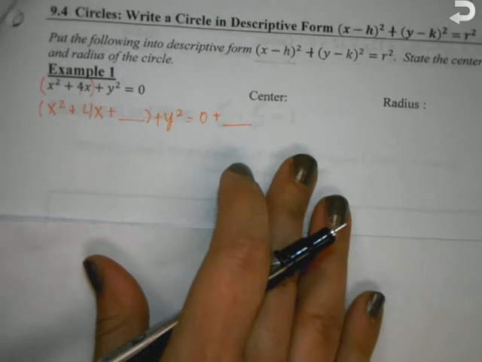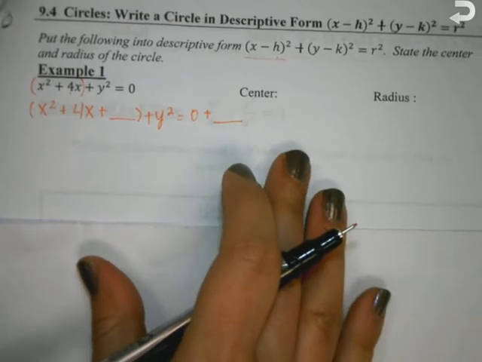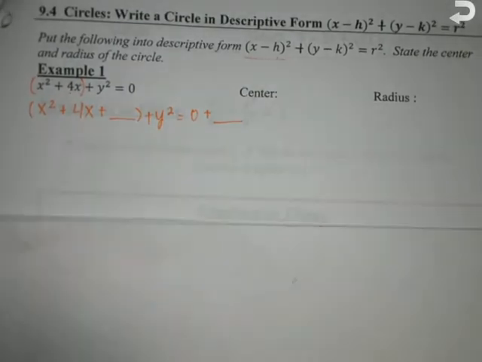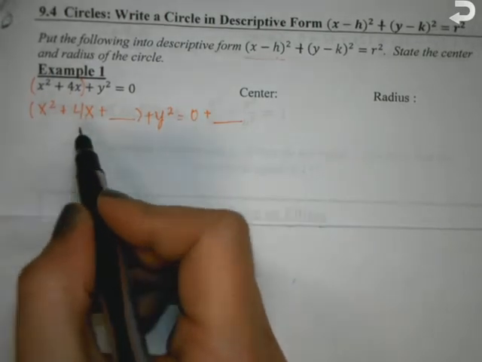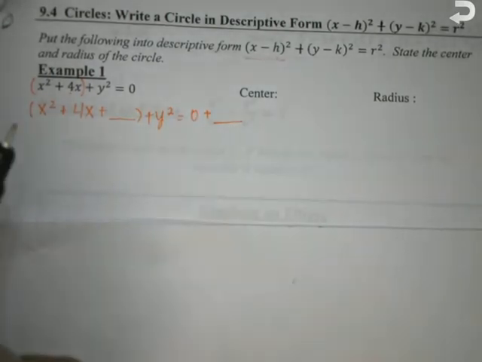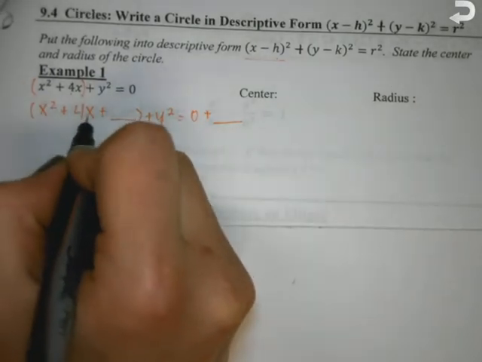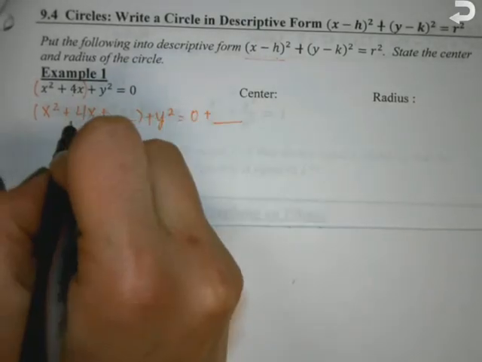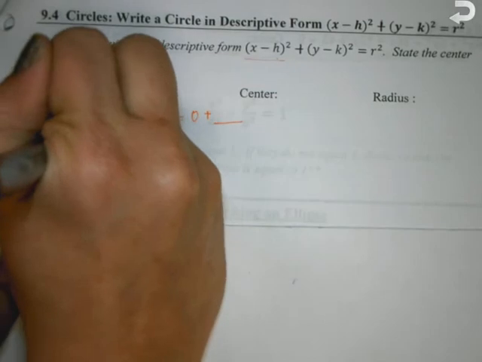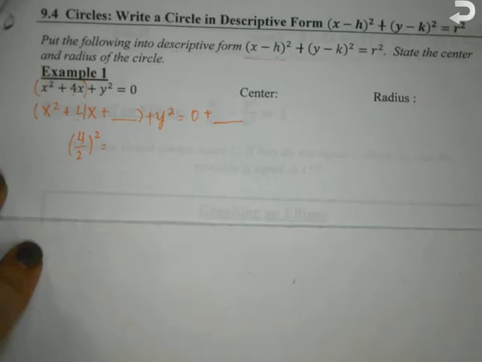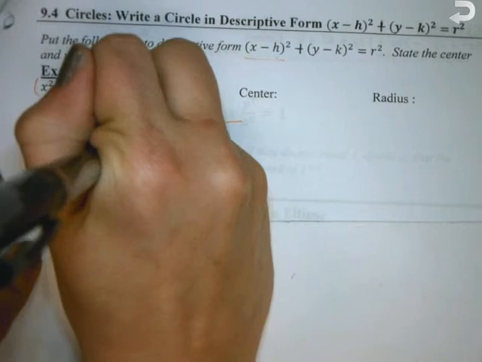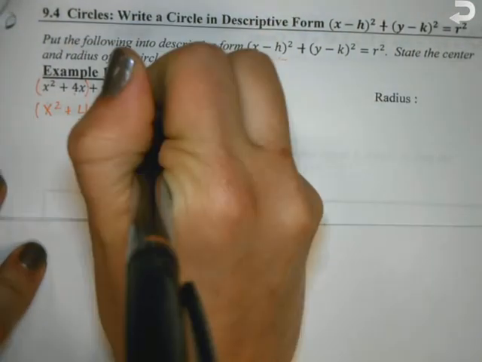Okay, how do I fill in the blank? Who remembers that? Negative b. No, not negative b over 2a. That's the vertex of a parabola. It's b over 2 squared. So we're going to take that 4 divided by 2 and then square the answer. So 4 divided by 2 gives me 2, and 2 squared is 4. So in the blanks, I'm going to put a 4.